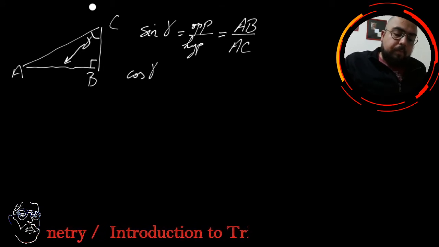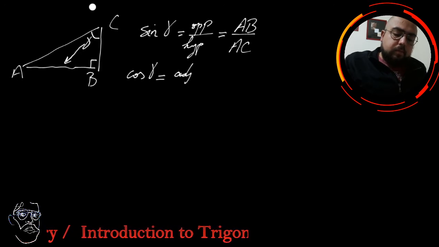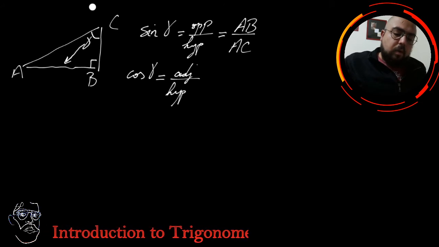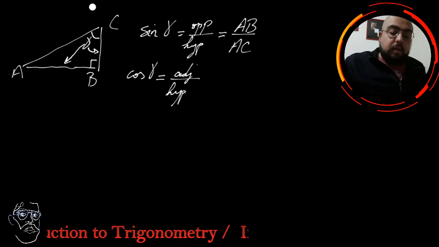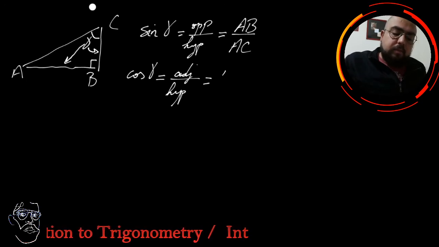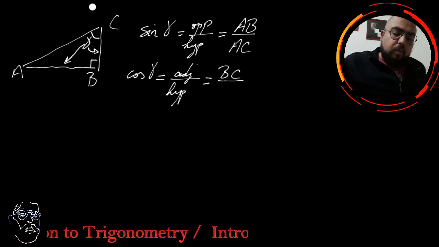What is the cosine of gamma? Cos gamma is the adjacent side over hypotenuse. So gamma has the side BC directly next to it. So it's the adjacent side. Adjacent side is BC over hypotenuse, which was AC.